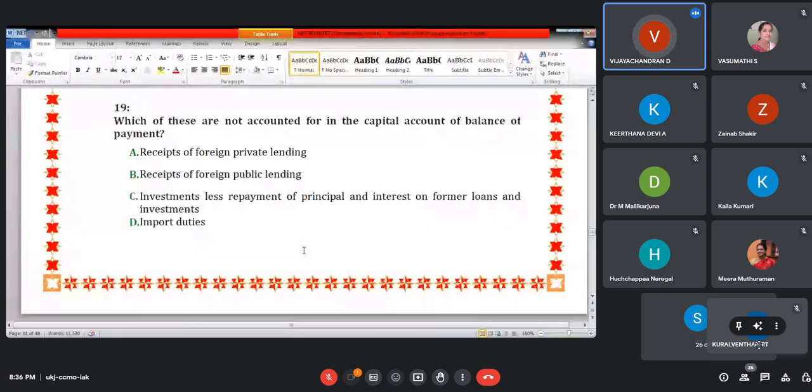Now, which of these are not accounted in the capital account, or not entered in the capital account? Capital account: receipts of foreign private lending, receipts of foreign public lending, investment less repayment of principal and interest on former loans and investment, import duties. I think this is a very, very easy question they are asking. What is not coming in the capital account? I think this is easy only.